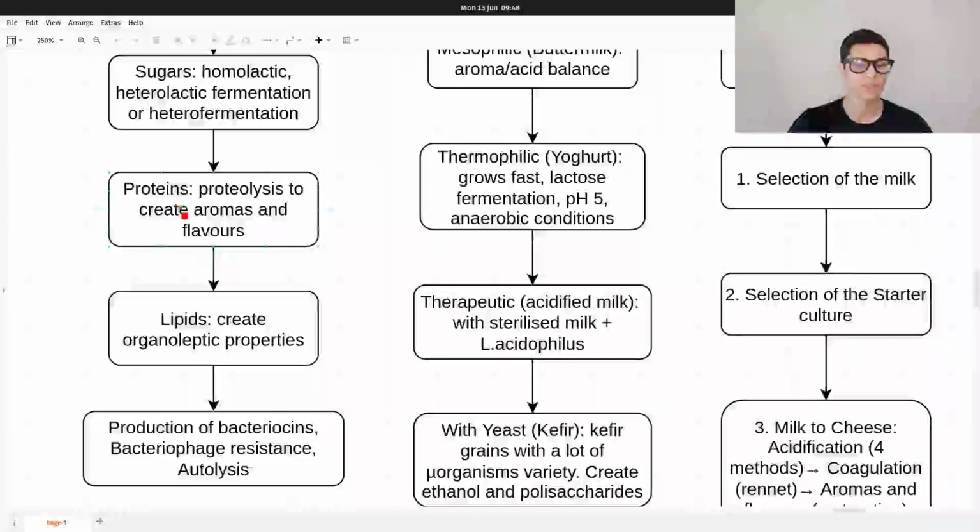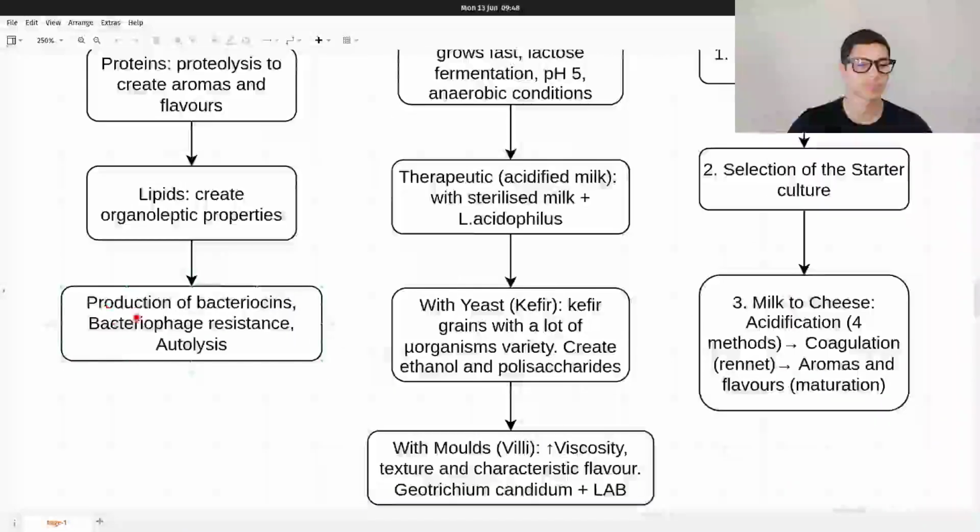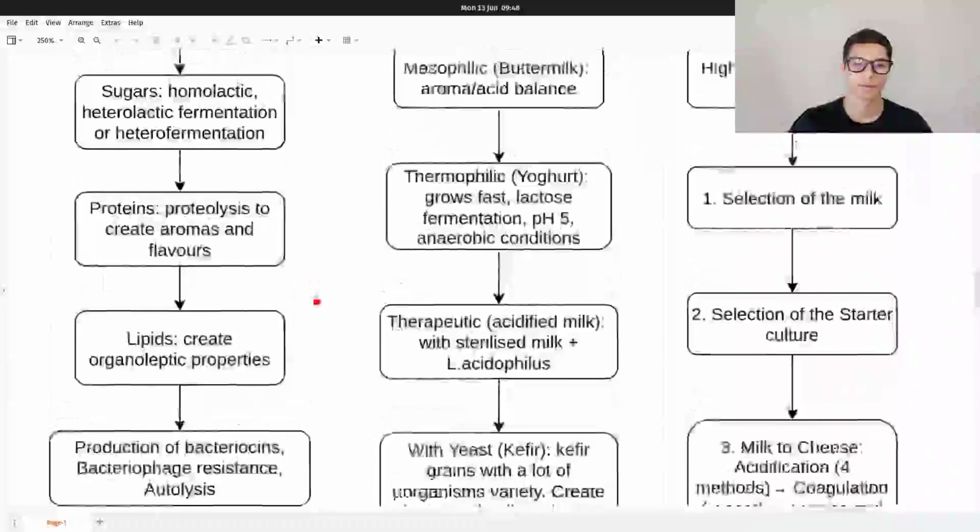The proteins will undergo proteolysis to create aromas and flavors, and the lipids will create organoleptic properties such as aromas and flavors and changes of the taste mainly. And there is also the production of bacteriocins, bacteriophage resistance, and the autolysis, which is the degradation of the food, of the milk in this case.